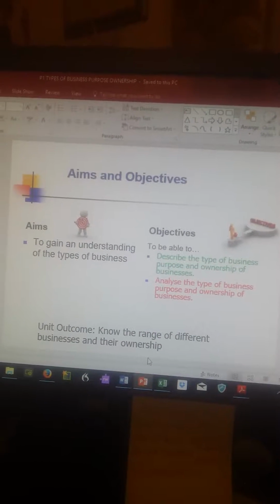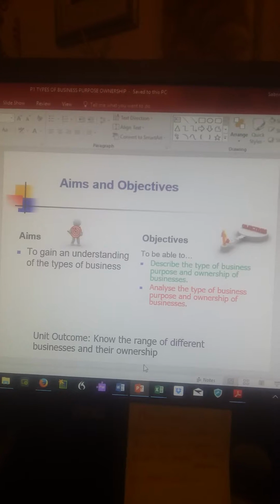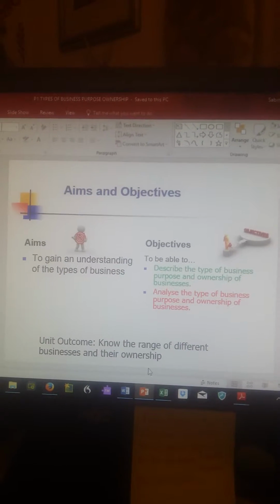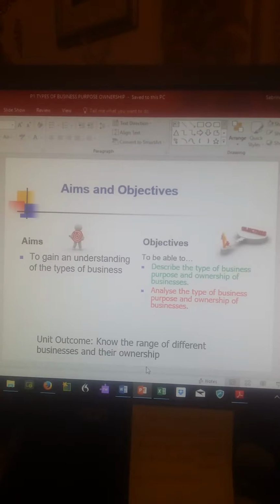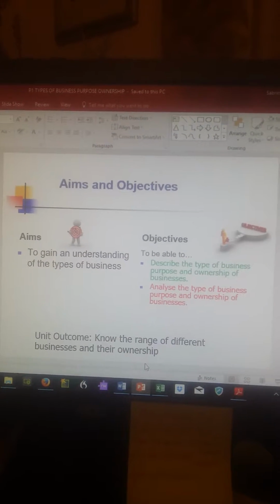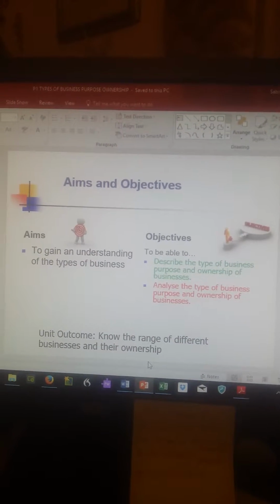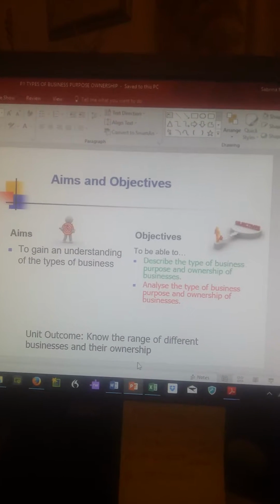Unit 1, Business Environment, P1. The aim is to understand the different types of business. The objective is to describe the type of business, purpose and ownership of businesses.